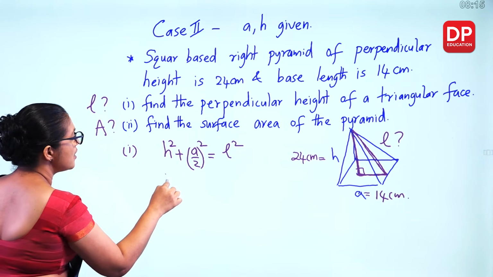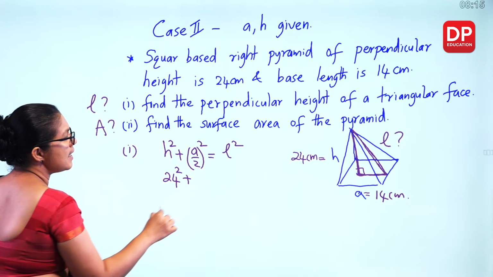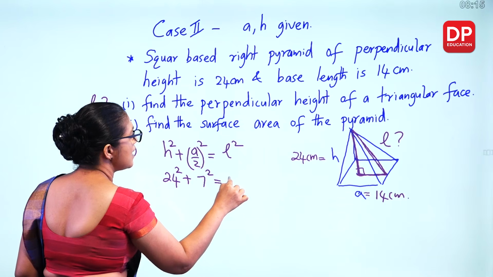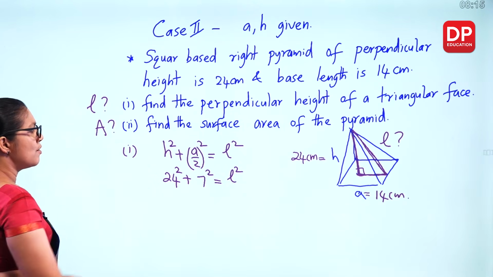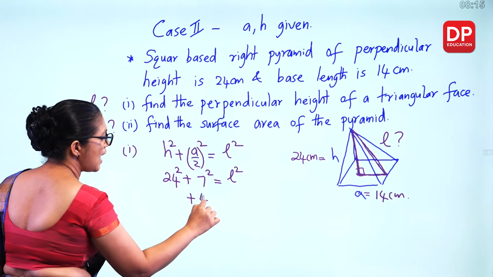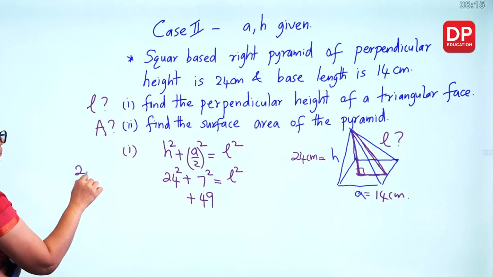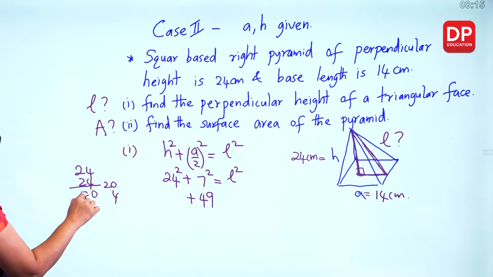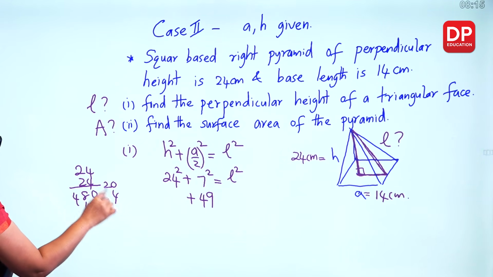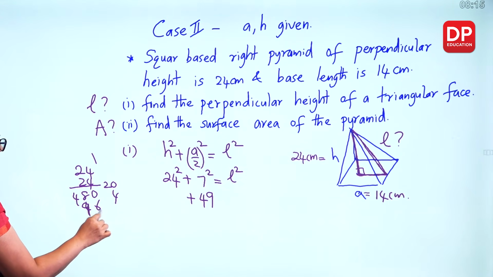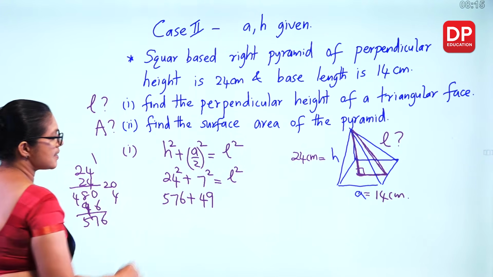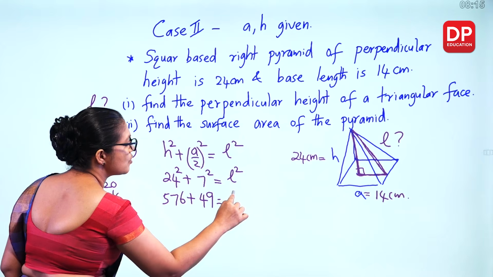So what is H squared? 24 squared. Then A over 2 means 14 divided by 2, you get 7. 7 squared is L squared. Now try to find out this side. 7 squared is 49. What is 24 times 24? Can you remember? So you get 576. So that's equal to L squared.